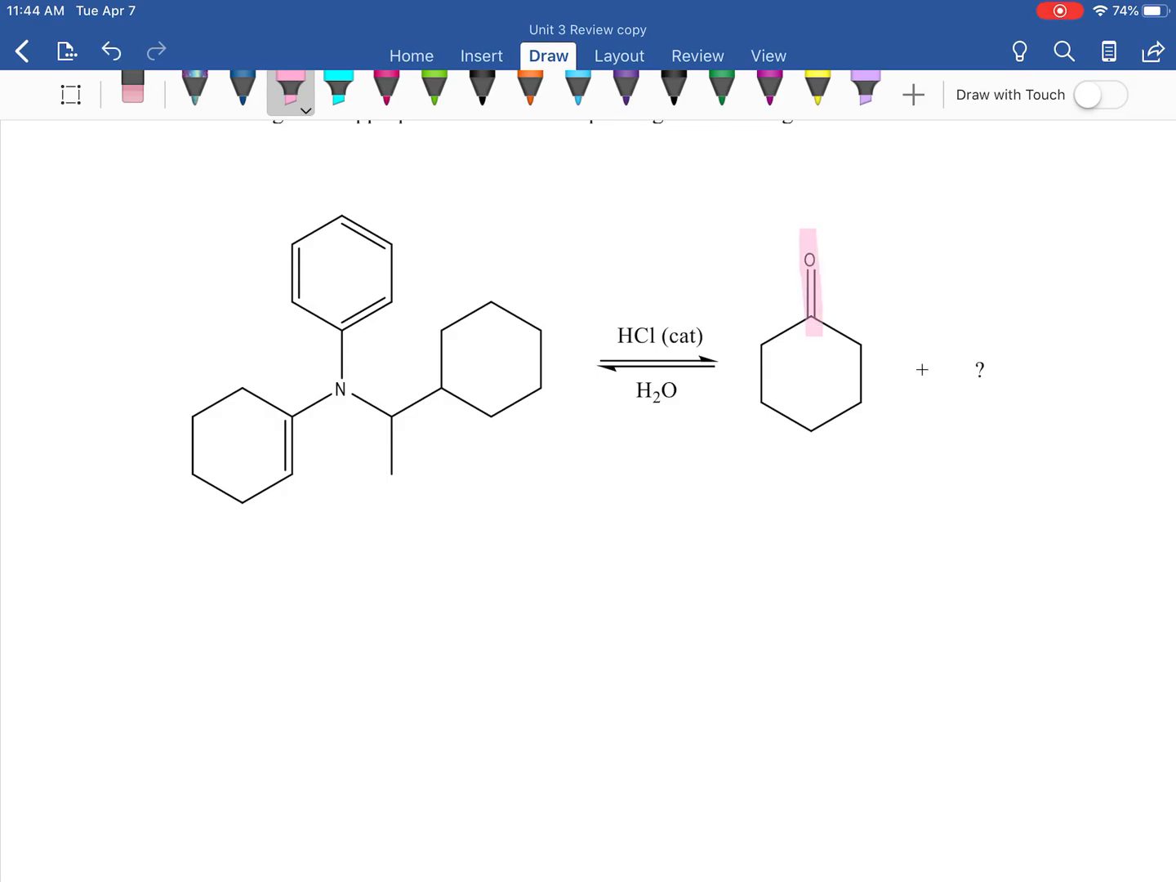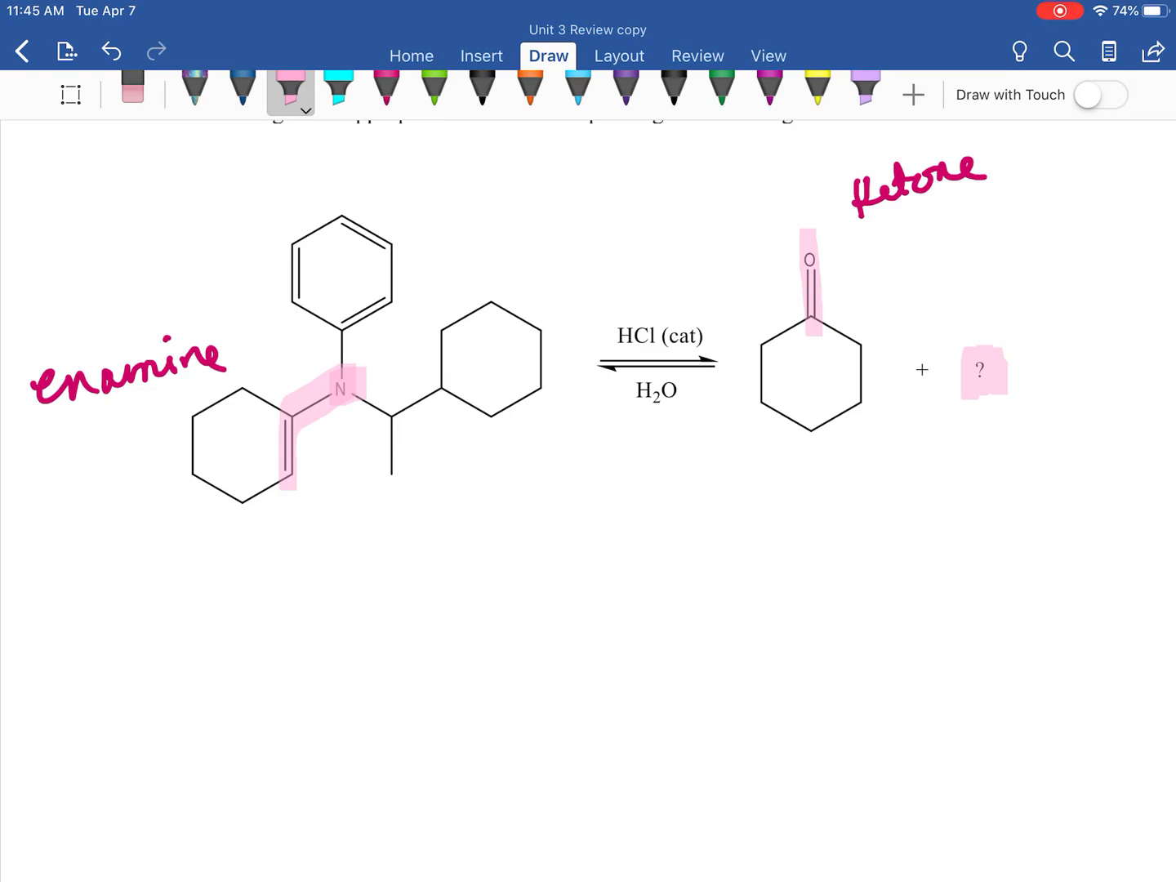I've got a ketone over here. I have an amine. Is that an amine? Oh, hang on a second. That is an enamine. Okay, that's telling us something. And over here, we've got a nice ketone. So this question is a little bit more complicated than just a mechanism. We have to figure out what that second component is.